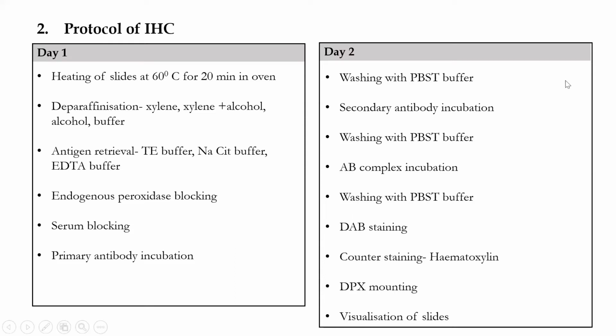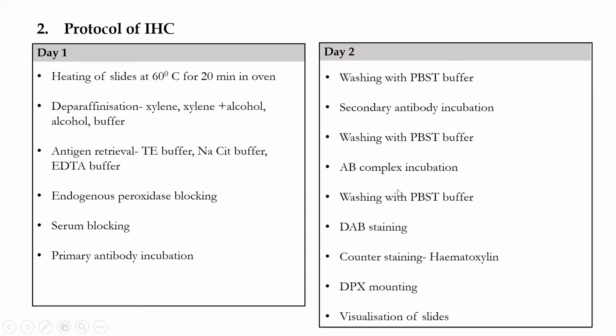Okay, so excessive primary antibody, if the tissue has any, is washed out by this washing step. Then secondary antibody is added. Now what the secondary antibody does is it binds to your primary antibody. Then again washing with PBST buffer is done so that excessive secondary is removed.